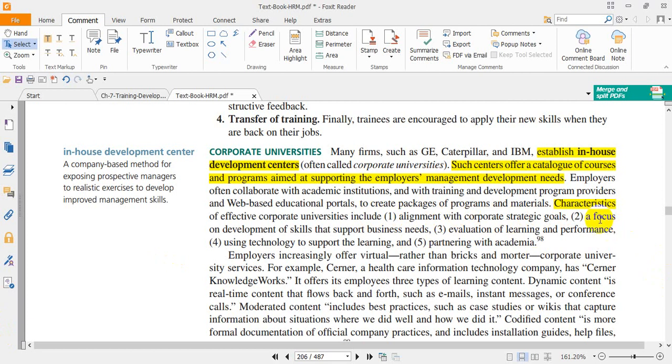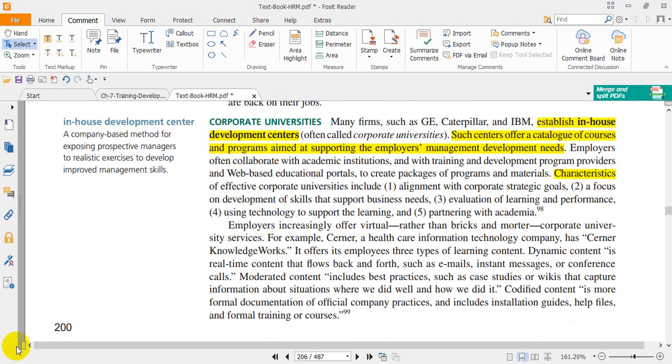Second is a focus on development of skills and support business needs. Thirdly, evaluation of learning and performance. Fourth, using technology to support the learning. And finally, partnering with academia. Okay, this is the corporate universities or in-house development centers.